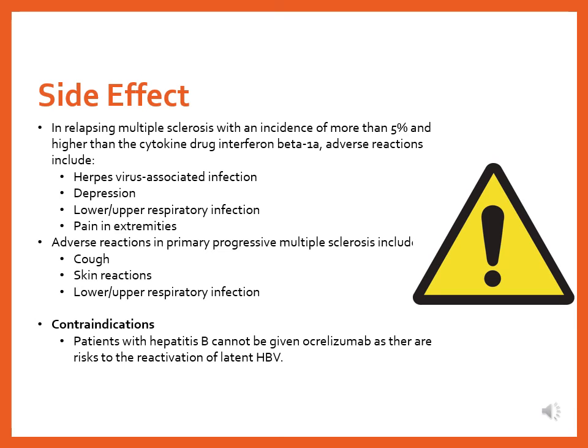The adverse side effects of Ocrelizumab in relapsing MS with an incidence of more than 5% and higher compared to the other MS drug interferon beta-1a include herpes virus-associated infections, depression, lower and/or upper respiratory infections, and pain in the extremities, to name a few. The adverse reactions in primary progressive MS include coughing, skin reaction, and lower or upper respiratory infection, which are some of the few side effects associated with the drug.